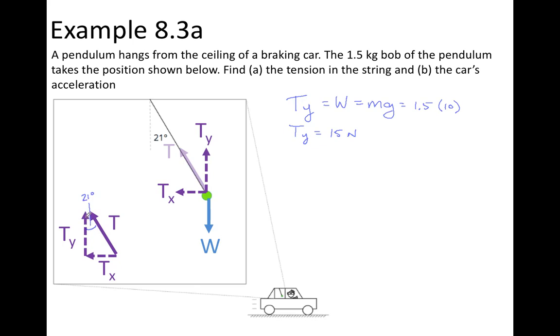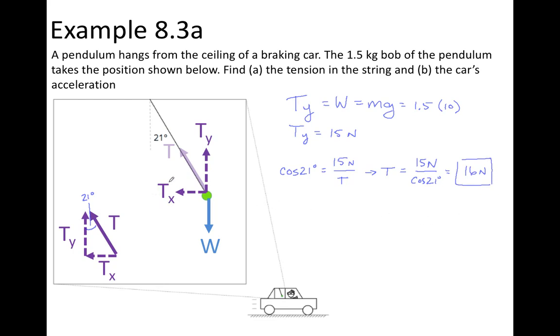We know the side adjacent to that, so we can determine the other two sides of the triangle using right triangle trig. We can relate the adjacent side to the hypotenuse with cosine. The cosine of 21 degrees will then be the adjacent side, which is 15 newtons, divided by the hypotenuse, which is the tension. And we can then algebraically manipulate this to solve for the tension force. And when we plug these numbers into the calculator, we end up getting 16 newtons for the tension.